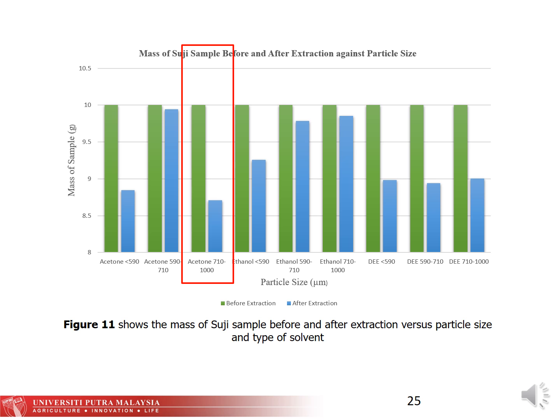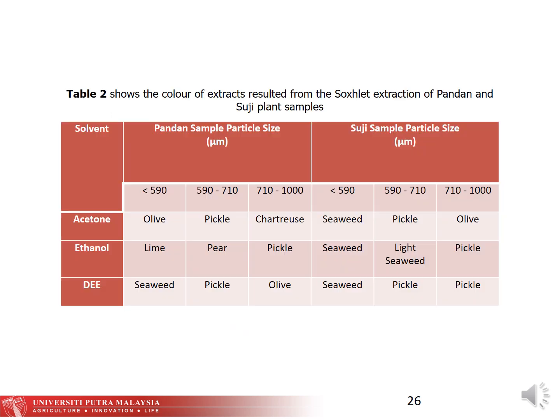This inconsistency was due to the cell wall of the plant sample of particle size between 590 to 710 micrometer with acetone as solvent did not disrupt effectively, thus causing the plant pigments to remain within the cell walls. Table 2 shows the color of extract resulted from the Soxhlet extraction of pandan and suji samples. As we can see, some of the different samples produce the same colors while others produce different colors. This shows that the type of extraction solvent and particle size of plant samples play a major role in the determination of the color of extract.